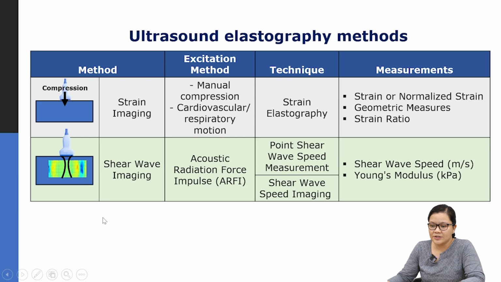Now, the next one is shear wave imaging. This utilizes the shear wave that is being generated into the tissue. You can create this shear wave using a transducer that will send an acoustic radiation force impulse. So we'll talk more about this in the next lecture. A couple of the techniques are point shear wave speed measurement and shear wave speed imaging. And that can give you the measurement outputs of shear wave speed. And if you apply our equation, assuming an isotropic, homogeneous elastic medium, then you can also compute the Young's modulus.